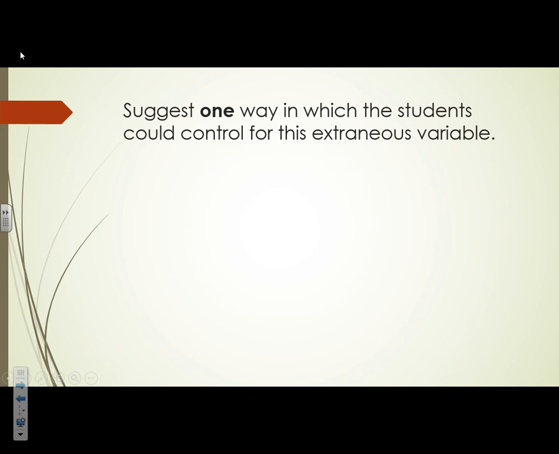It's just one way in which students could control this extraneous variable. It must be linked to part C. So read your question before. But obviously I've deleted some questions that weren't needed. So go back to the question before and have a look at that. Is your control you've suggested related to the control extraneous variable? If it isn't, then no mark.